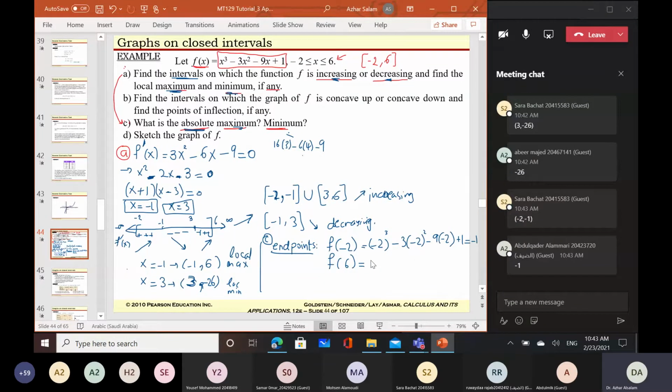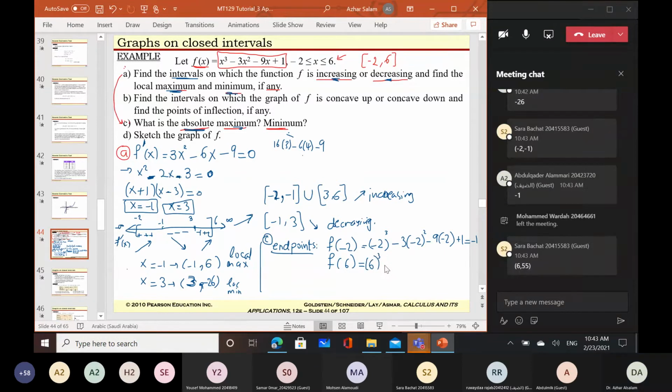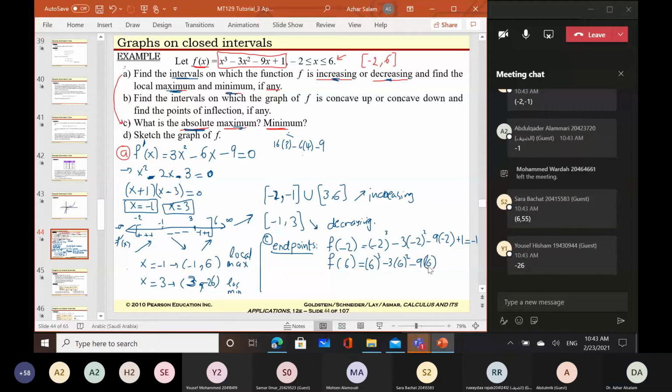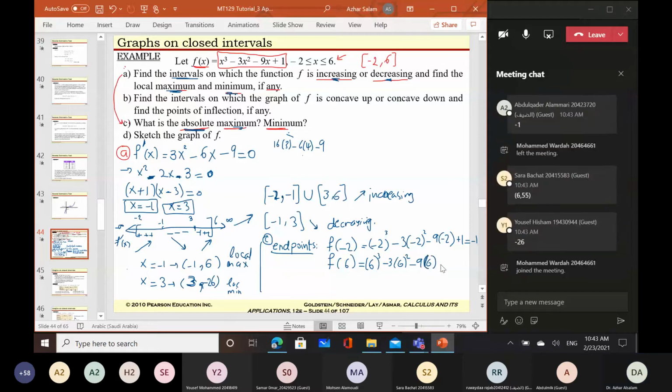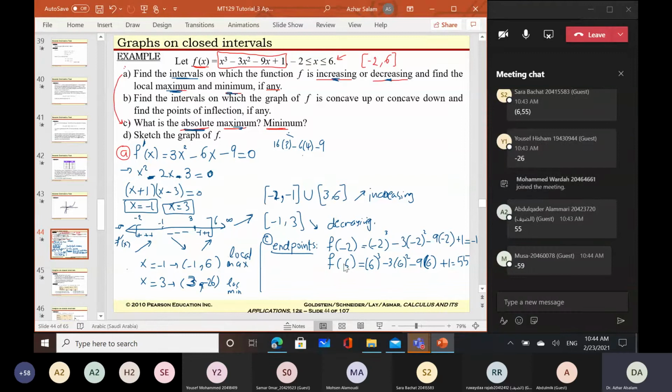And here I have to substitute with 6, which is 6 to the power 3 minus 3 multiplied by 6 squared minus 9 multiplied by 6 plus 1. It will be 55. Minus 26, you mean this one, right? Okay, we still have here.